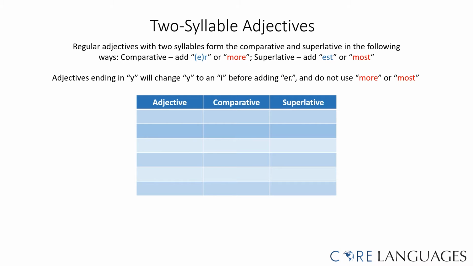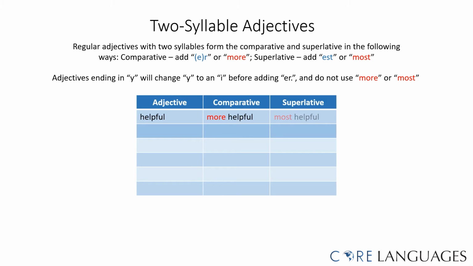When forming the comparative and superlative of two-syllable adjectives, or adjectives with two vowel sounds, there are two possibilities. We either add ER or R for the comparative, or we add the word more. For the superlative, we can either add EST or most. Adjectives that end in the letter Y will change Y to an I before adding ER, and they do not use more or most. For example, helpful. Helpful is a two-syllable adjective. It does not end on the letter Y, so we need to use more and most.